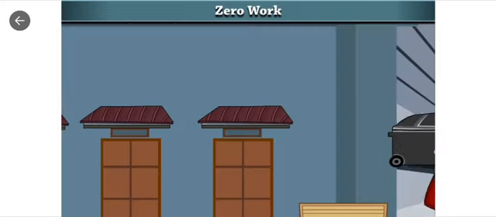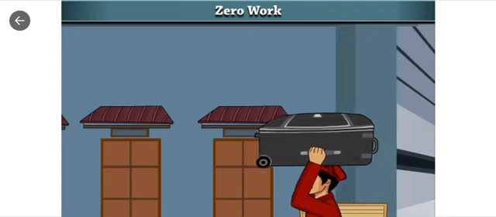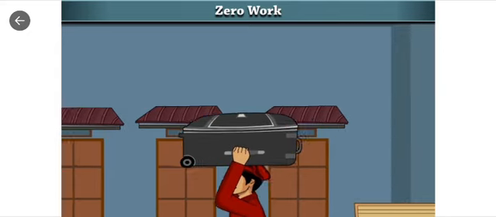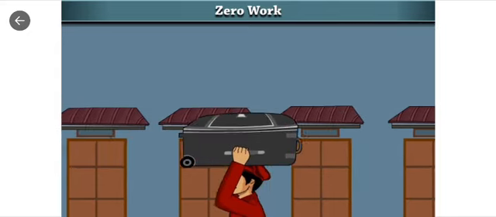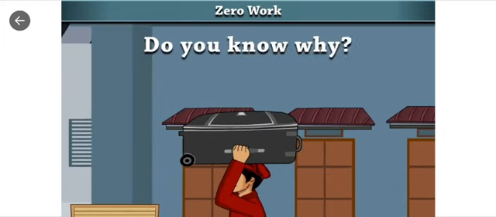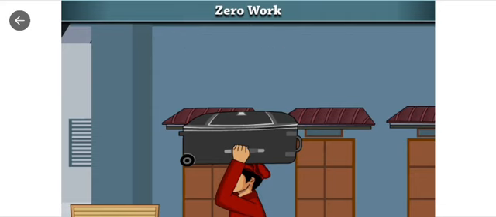But as the porter starts walking after keeping luggage on his head, work done becomes zero. Do you know why? In this case, the porter applies force in vertical direction to balance the weight of the luggage, but no displacement is produced in the luggage in the direction of force. Thus, work done is zero.